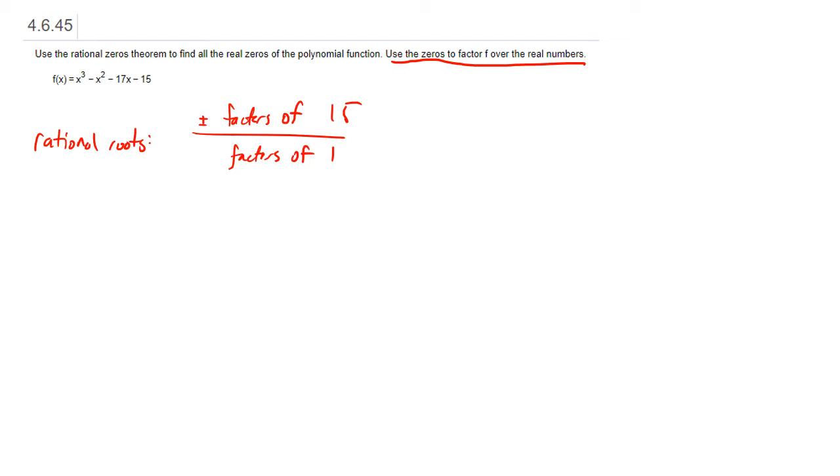So we end up with factors of 15 are 1, 3, 5, and 15. The only factors of 1 are 1, and I have to remember to have a plus or minus of all of these. So we have 1, -1, 3, -3, 5, -5, 15, -15. They can't all be roots because I've got 8 numbers here, and this is a degree 3 polynomial. But maybe some of them are.